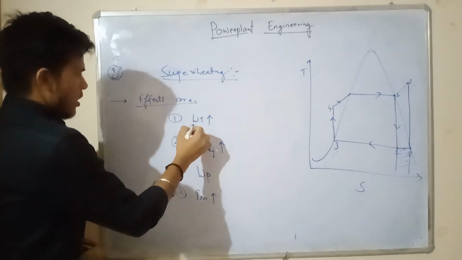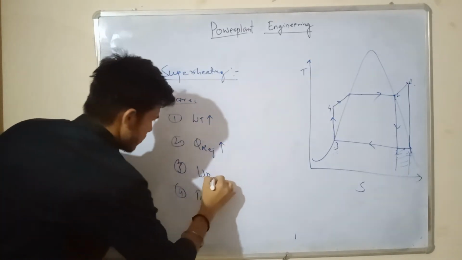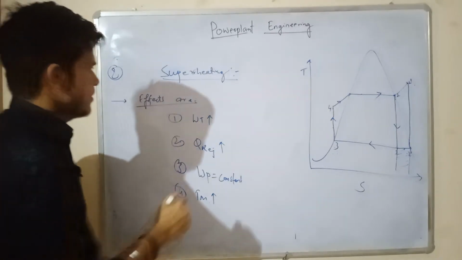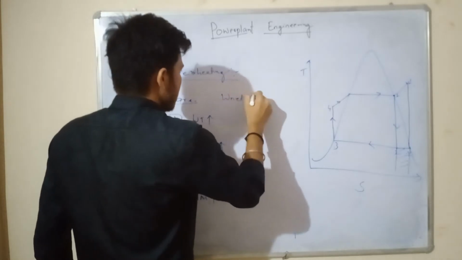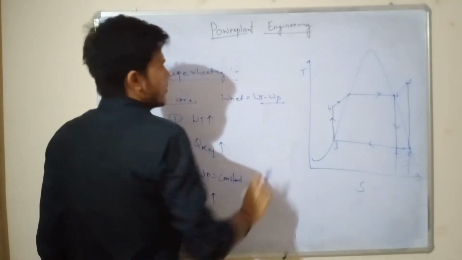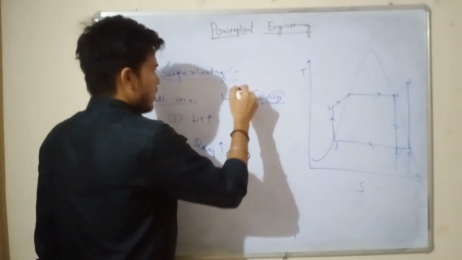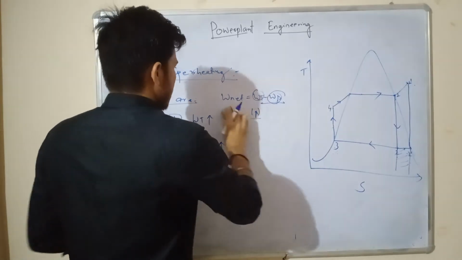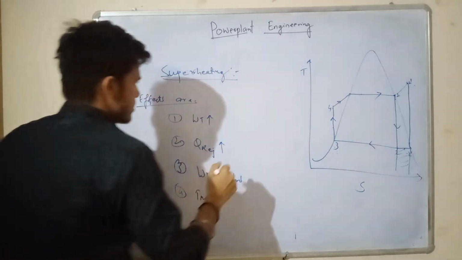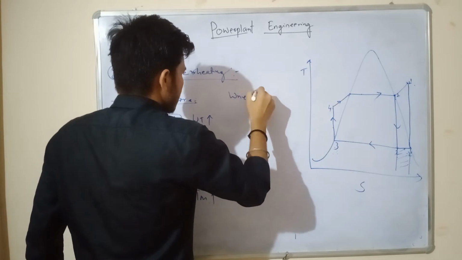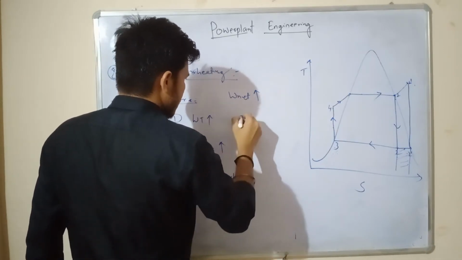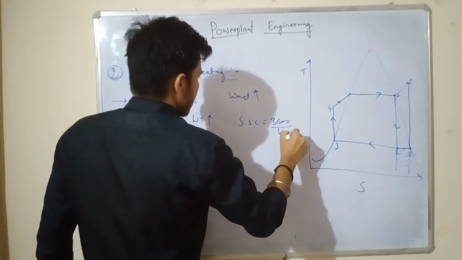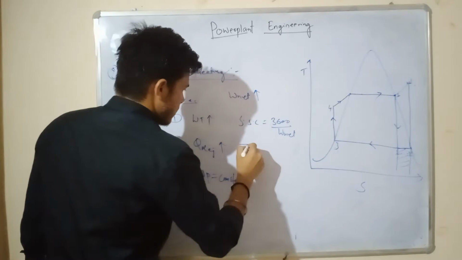I will explain. WT increases, W pump is constant. We know that W net equals WT minus WP. It means one is constant and one increases. What will happen? W net increases. Now we know that SSC equals 3600 by W net. If W net increases, the SSC will decrease.